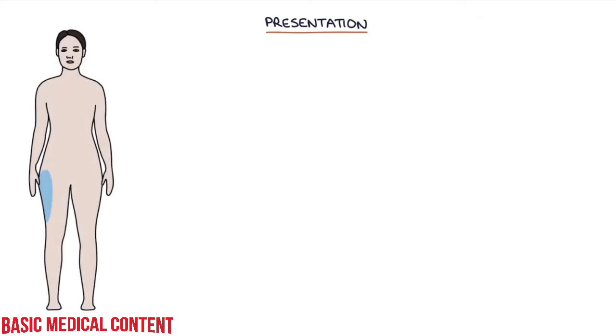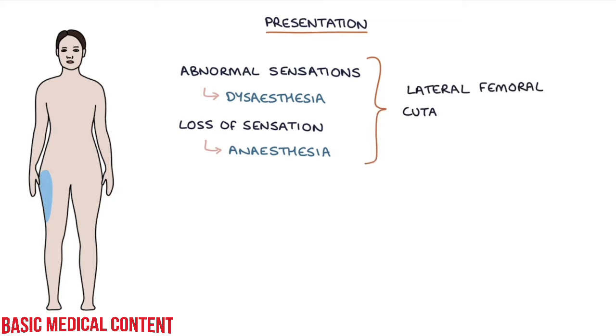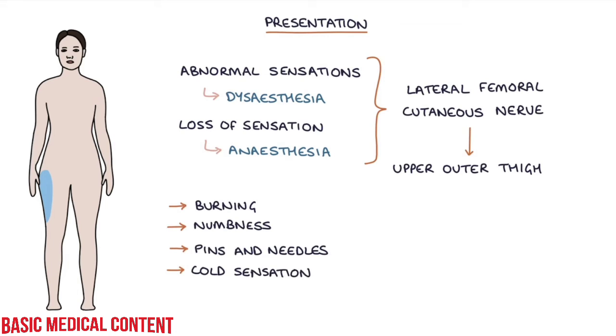Let's talk about the presentation. Patients present with abnormal sensations, which is called dysesthesia, and a loss of sensation, which is called anesthesia, in the distribution of the lateral femoral cutaneous nerve. And this affects the skin of the upper outer thigh. Patients may describe symptoms of burning, numbness, pins and needles, or a cold sensation. There may also be localized hair loss on the upper outer thigh.